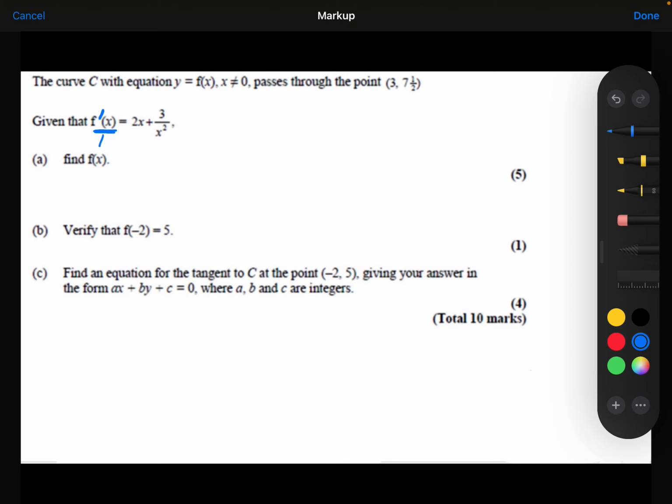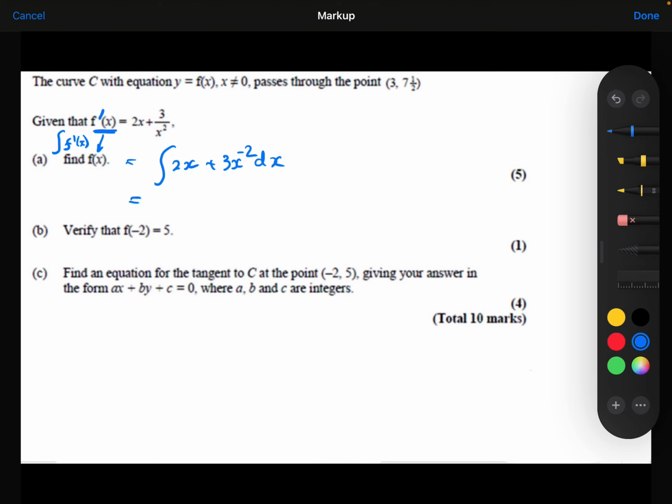So to take that and turn it into the original f of x function, I need to integrate. So I need to integrate 2x plus 3 over x squared with respect to x. Now the 2x will integrate easily, but the 3 over x squared, I'm going to rewrite that as 3 times x to the power minus 2. Now I can integrate each of these terms.